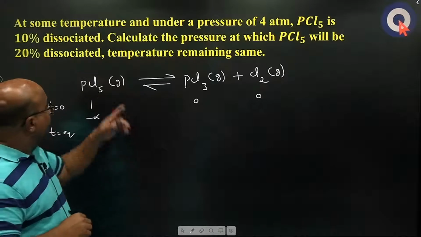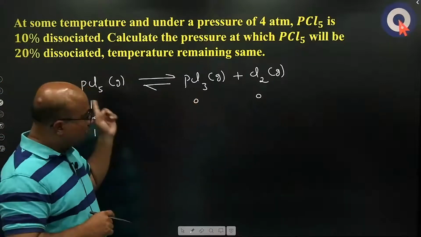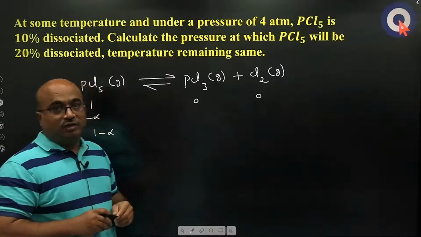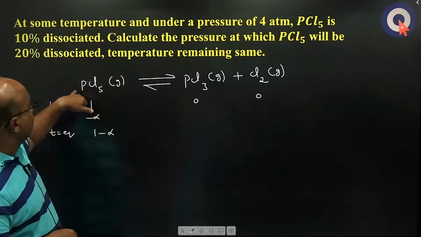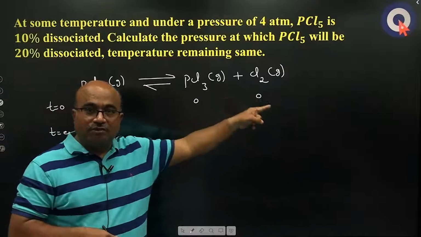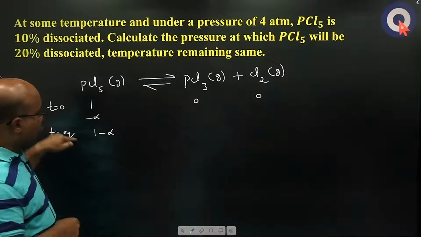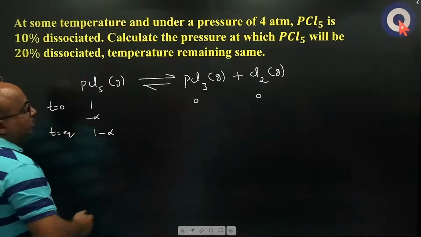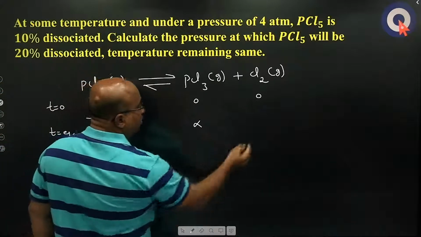When the proper reaction is taken, we use the stoichiometry. If 1 mole of PCl5 is reacting, we will get 1 mole of PCl3 and 1 mole of Cl2. So if alpha moles of this are reacting, then we get alpha moles of this and alpha moles of this.